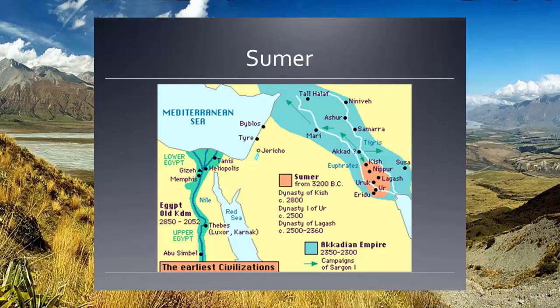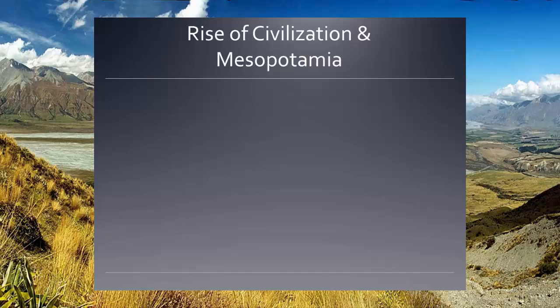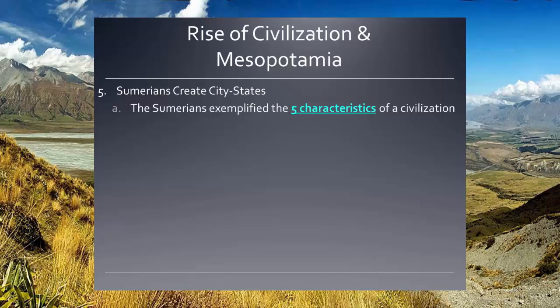One of the earliest successful civilizations that we know of was the area known as Sumer. Here we see it existed in the southern area of what is Mesopotamia, and it lasted from about 3200 BCE and up until about 2360 BCE. The people that lived in the region of Sumer were known as Sumerians. Makes sense, right? The Sumerians exemplified the 5 characteristics required to have a civilization.